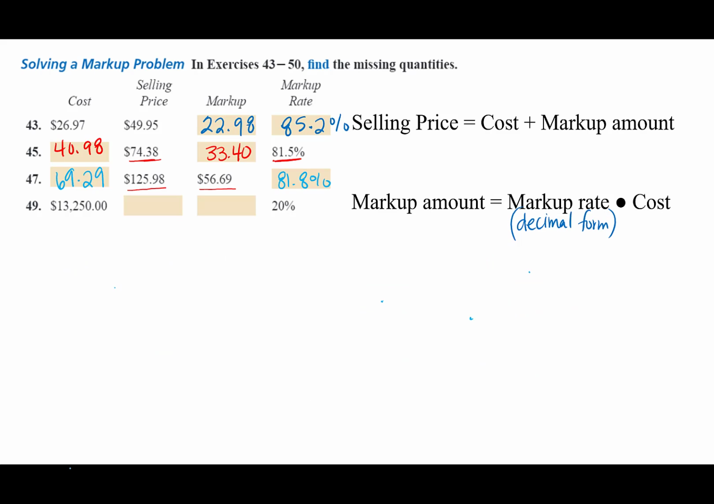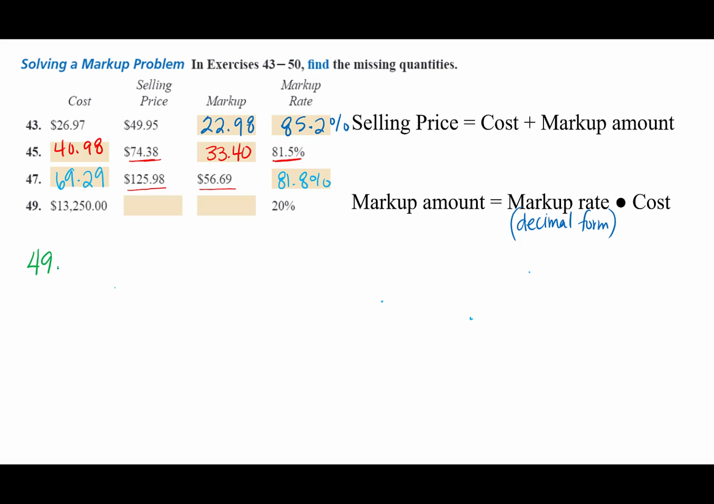Okay, let me show you one more markup question. This is question 49. We are given the cost and the markup rate. We have to find the selling price and the amount of that markup. Okay, so we know how much we bought the item from the manufacturer. The problem tells us that we want to mark up that item price by 20%.